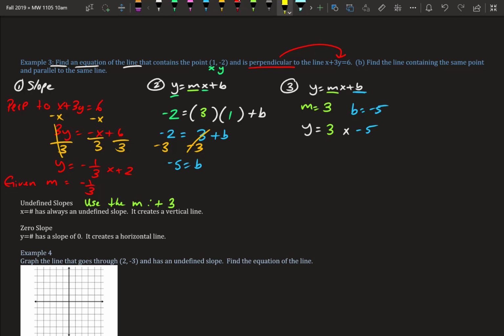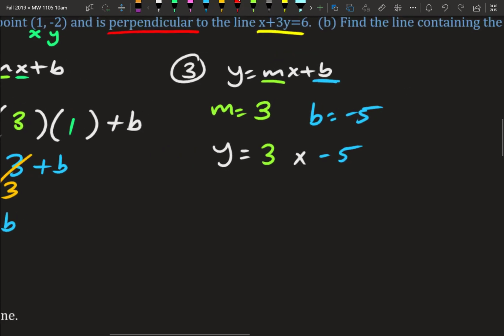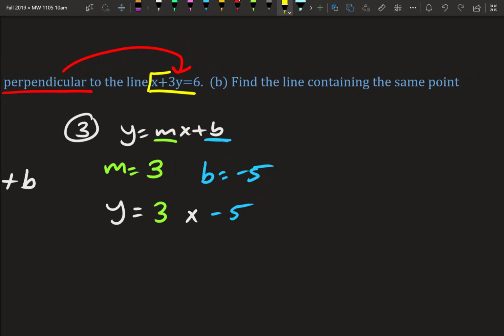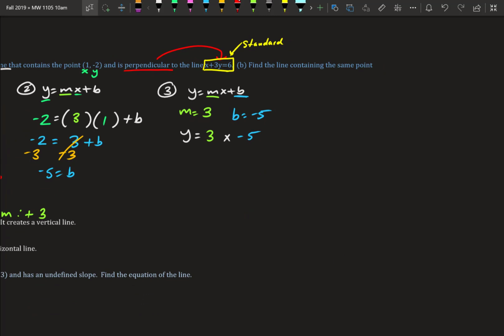But how did they ask the question? What form is the question asked in? The question is asked in standard form. So since it's asked in standard form, we must answer in standard form. So we're going to take that fourth step and go into standard form. And to do that, we're going to subtract 3x. So we have negative 3x plus y equals negative 5.